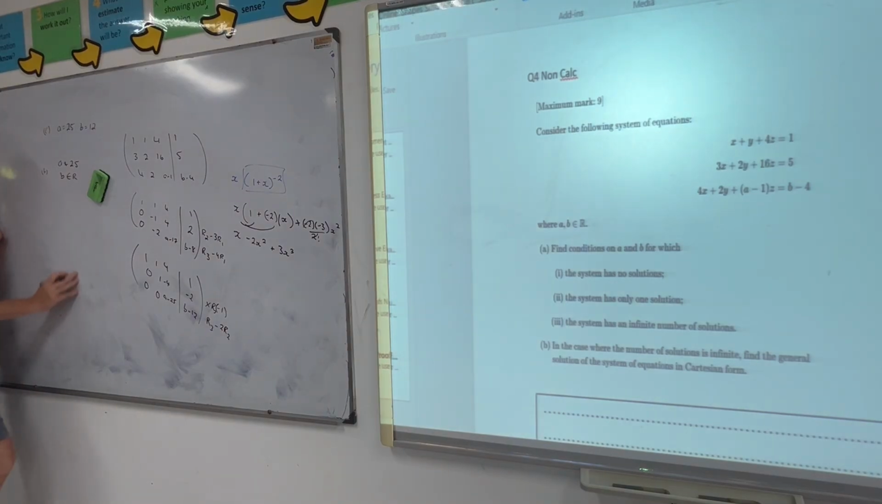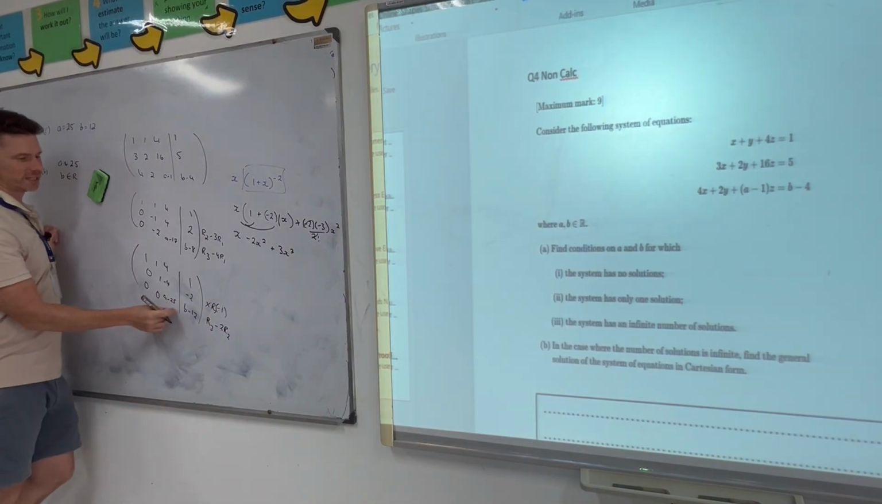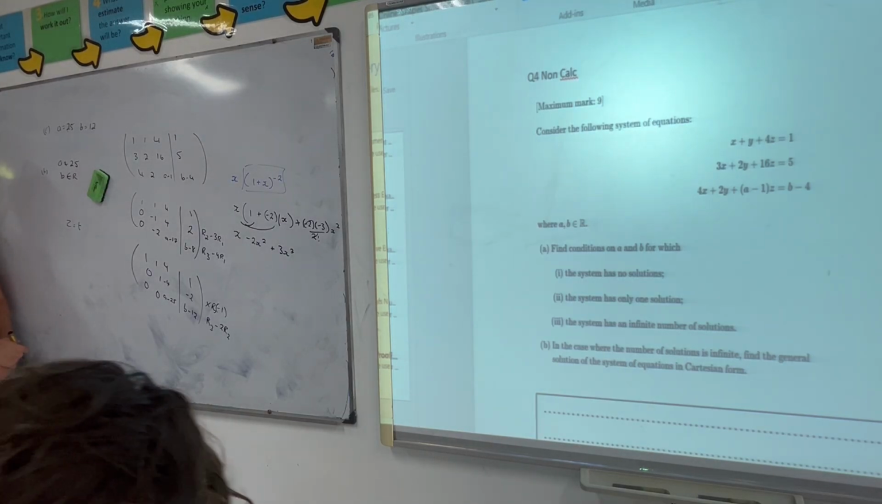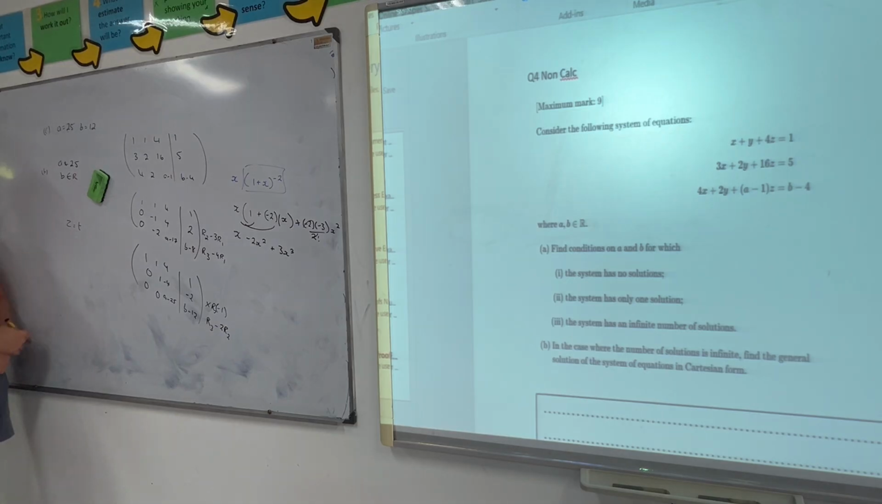And in that case, we say we let Z equal T as a free variable. T is not the only letter you could use. Some people like to use lambda. I think the mark scheme used something else. The mark scheme just said find the general solutions, in terms of x and y. Yes, okay, so that's what we're going to do, and you'll see what this is going to look like in a second.